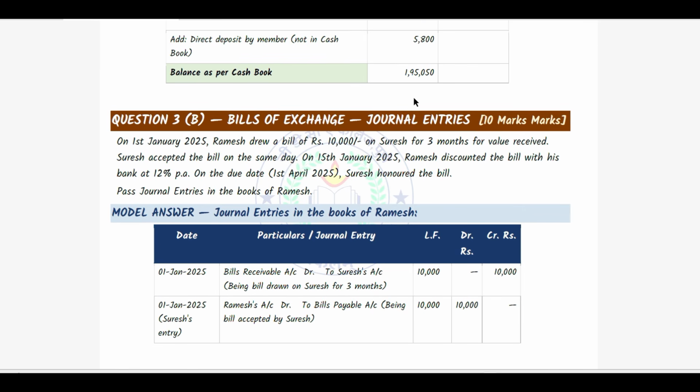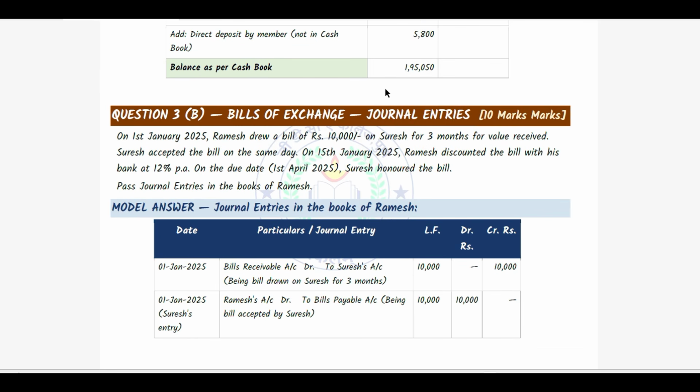So next, question 3B, that will be of bill of exchange. Either of these two questions will come, bank reconciliation or bill of exchange. So these are the questions that will be there in the May 2026 examination.